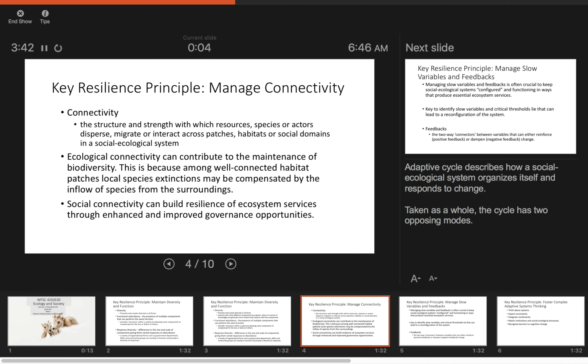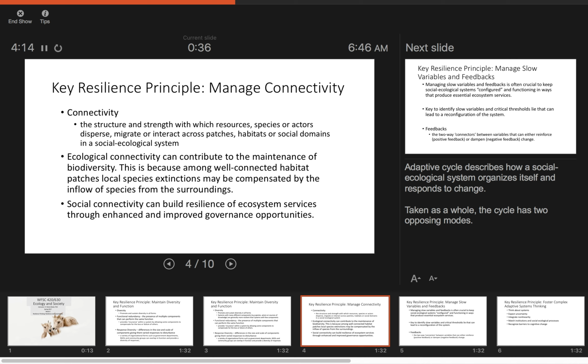Key principle number 2 is manage connectivity. And again, thinking in social ecological systems terms, we're thinking about connectivity both as ecological connectivity as well as social connectivity. Simply defined, connectivity is the structure and strength with which resources, species, or actors disperse, migrate, and interact across patches, habitats, and social domains in a social ecological system.